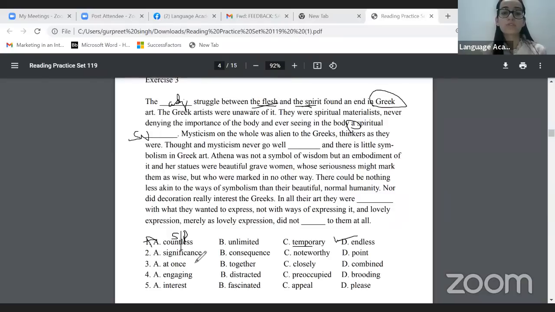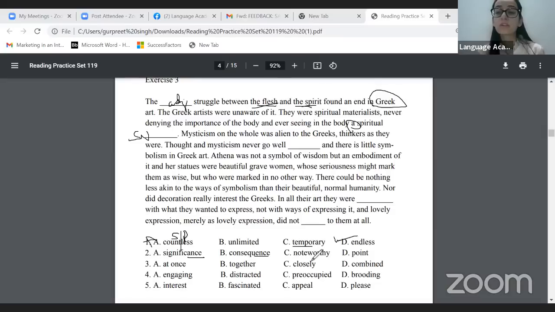So let's look at the options. If anything is plural, or if it is not a noun, first of all, you should be eliminating that. Significance is a noun. All the words that end with A-N-C-E are nouns. E-N-C-E are nouns. Noteworthy. Who remembers the meaning of noteworthy? We did this yesterday. This was in the options as well. This was in one of the contexts as well.